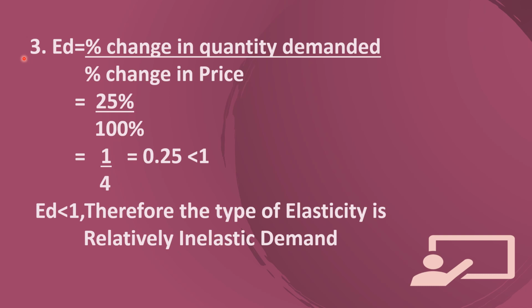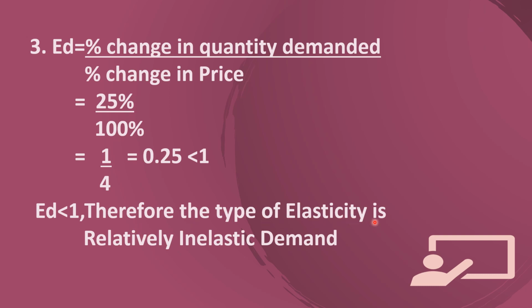Here we can see in the third step, elasticity of demand equals percentage change in quantity demanded upon percentage change in price. In the previous two steps, we found out that the percentage change in quantity demanded is 25%. The percentage change in price is 100%. When we divide these two numbers, 25 ones are 25, fours are 100, we get 1 upon 4. When we divide 1 by 4, you get 0.25. 0.25 is a number less than 1. Elasticity of demand is less than 1.